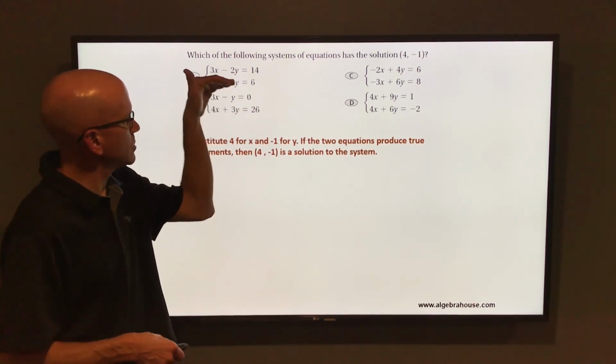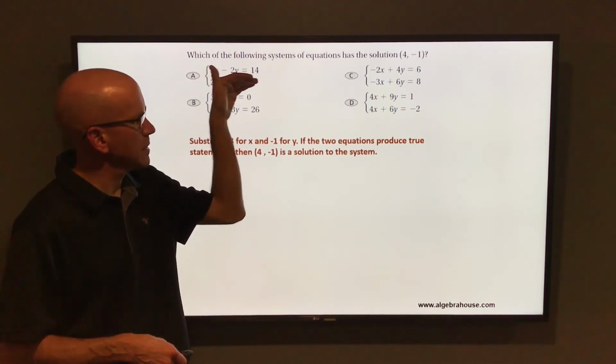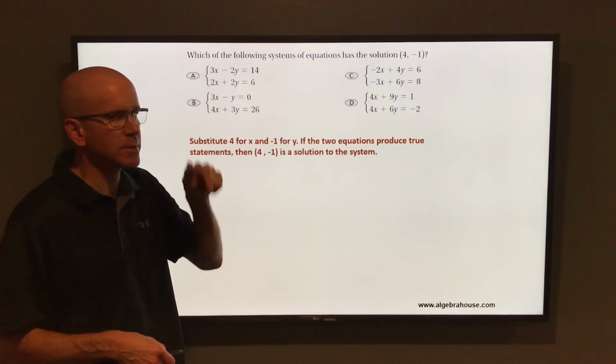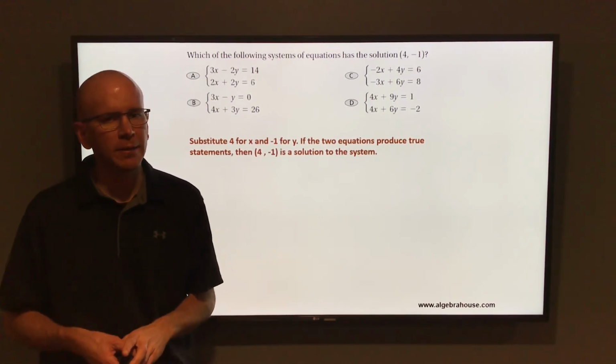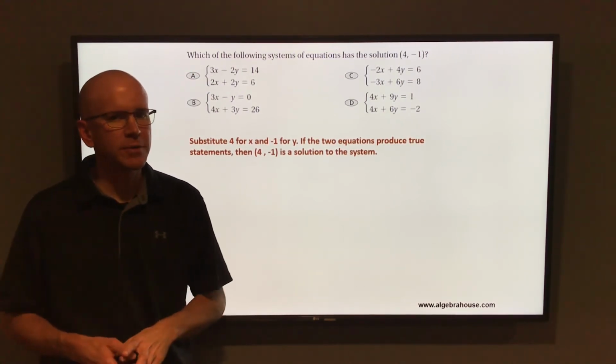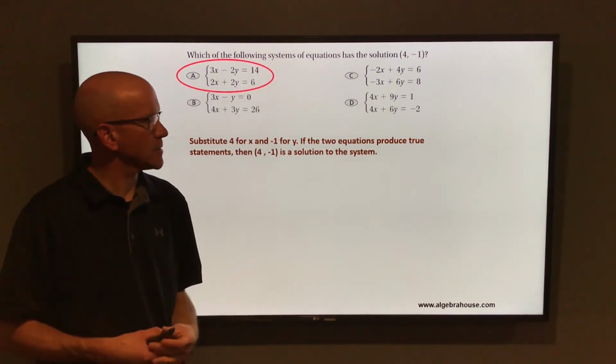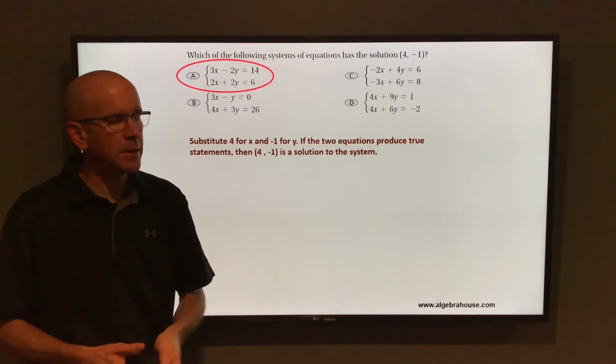So it makes a true statement in the first and second equations. That means that point lies on the graph of both of those equations. And so since those are both straight lines, that's going to be the point of intersection of those two lines. So the system of equations that has a solution of (4, -1) would be letter A.